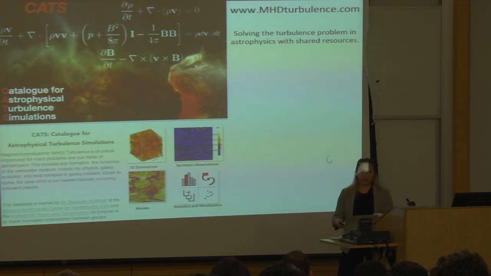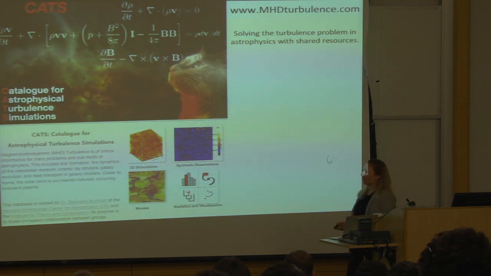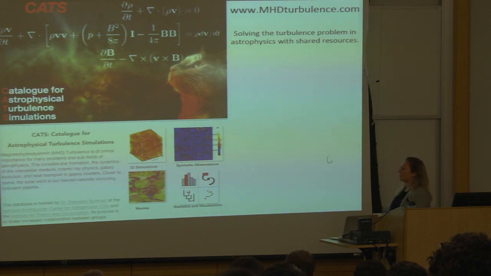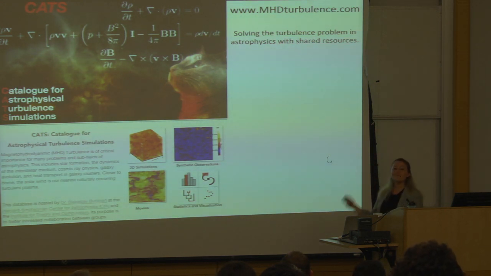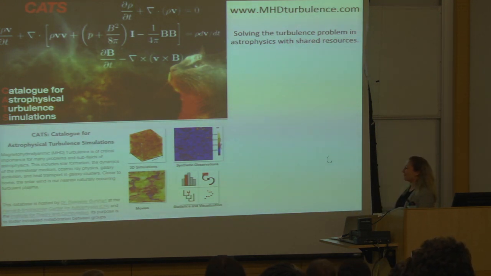And a little shameless advertisement. I've started a simulation sharing project called the Catalog for Astrophysical Turbulence Simulations, or CATS. You can go to the website right now if you have your computer open, mhdturbulence.com. And you cannot imagine how excited I was when I got that domain name. It was just like, yes. So excited.